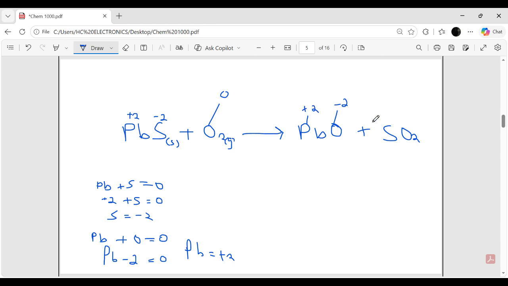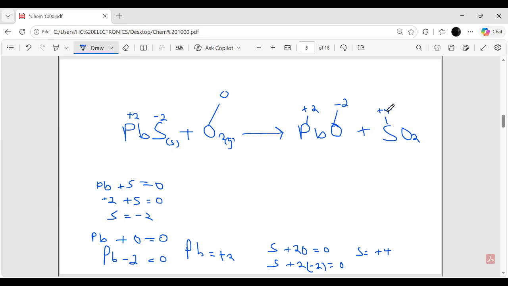Then when you go to sulfur, you do the same thing, S plus 2 oxygen is equal to 0. Then you have S plus 2 times negative 2, because oxygen is negative 2 always, for as long as it's not a peroxide, is equal to 0. As a result, your S will be equal to plus 4. Okay, so here you have plus 4.